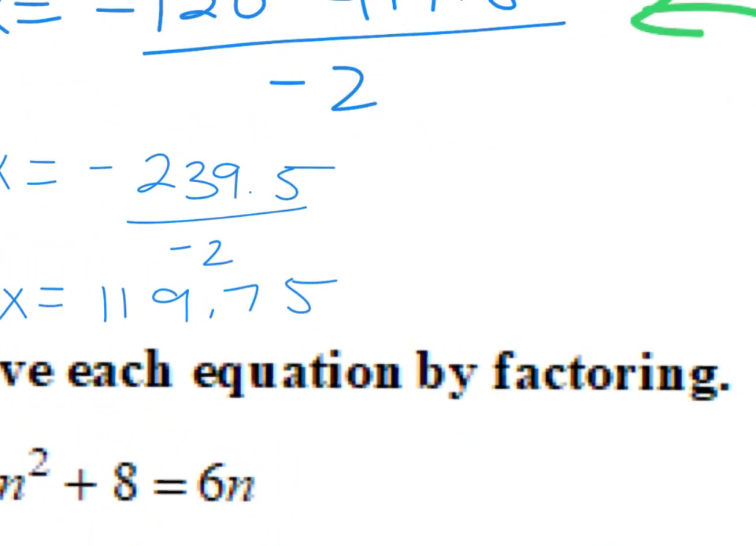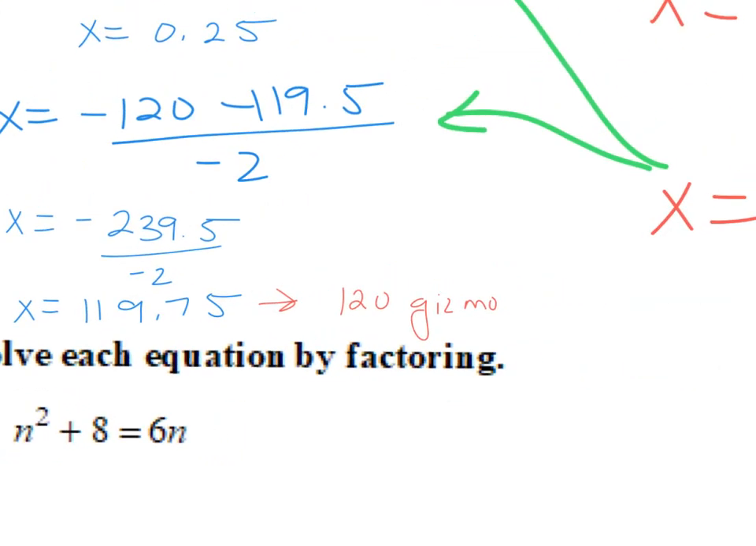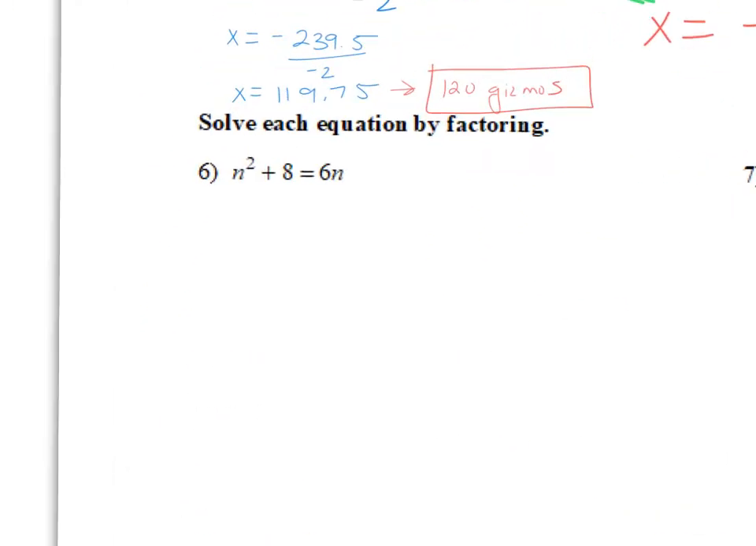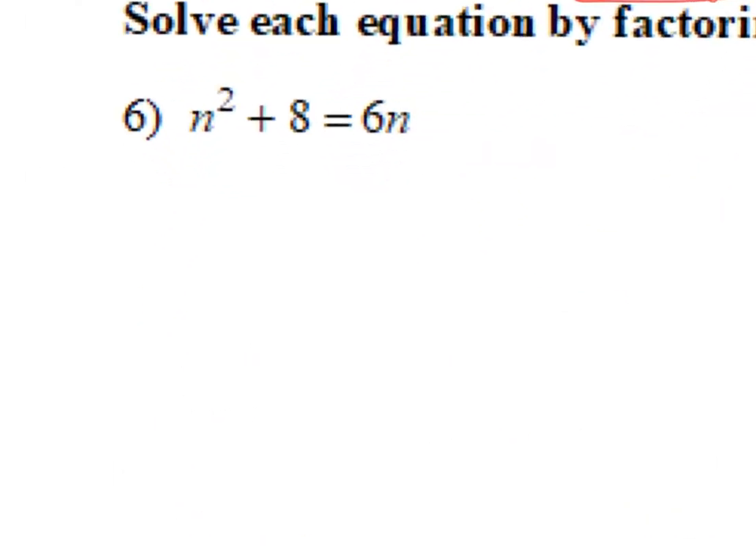So right here, this guy's going to round up to 120 gizmos is what I would need to sell to break even. Okay. All right, and number 6, this is just a review from the last section.